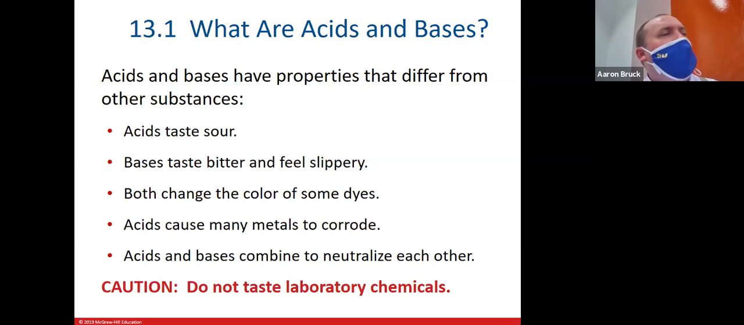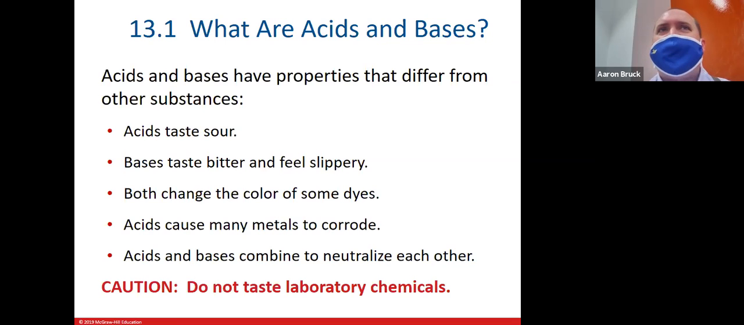Bases. We know that bases generally taste bitter, and they have a slippery kind of feel to them. Again, that doesn't mean that we go up to the bottle of sodium hydroxide or our bottle of ammonia and put it up to our lips. But in general, we can use that kind of property to help us figure some things out.